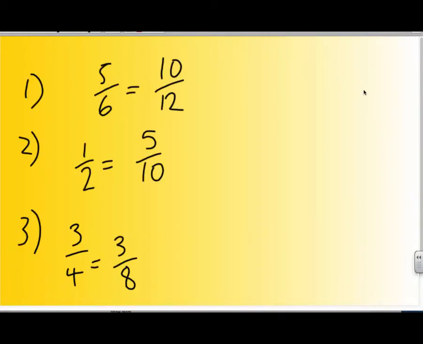Here's a little test for you to see if you really need to watch this video or you can just go on to the activity. Are they equivalent? You tell me, is 5/6 equal to 10/12? Is a half equal to 5/10? Is 3/4 the same as 3/8? Either they're equivalent or not. You can write down yes or no. Work it out. Are they equivalent or not?